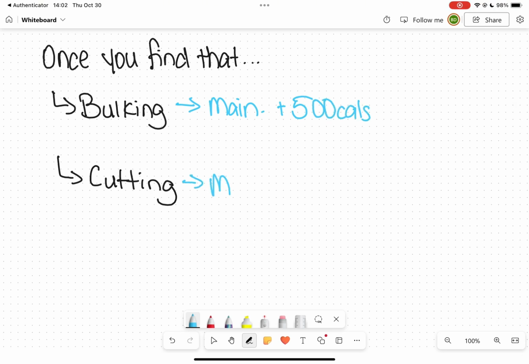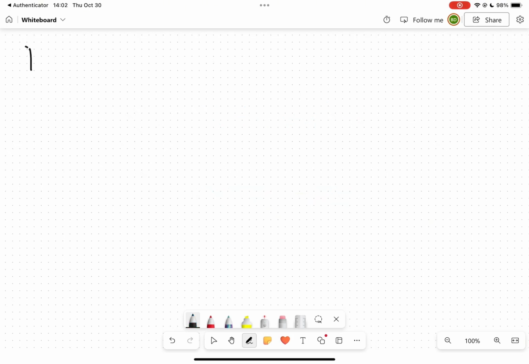Now the opposite is true for cutting. We're going to take our maintenance caloric intake and subtract 500 calories for the day. Let's get that written down. Perfect. Now that we have the quote-unquote formula for our bulking and cutting caloric intakes, we're going to use my body weight as an example. I think this will be the easiest way to determine this.